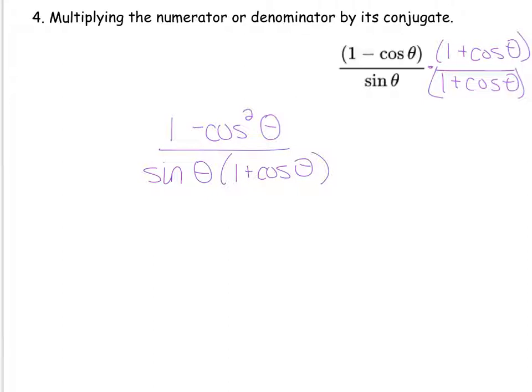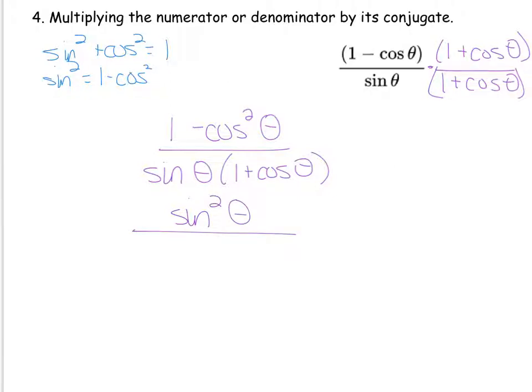cosine theta, okay? Now, you might recognize up here 1 minus cosine squared theta. That's one of our manipulations of the Pythagorean identity. If we know that sine squared plus cosine squared is 1, then sine squared is 1 minus cosine squared, okay? So that'll be another one you'll want to be familiar with. So that top expression is really just sine squared theta over sine theta times 1 plus cosine theta.